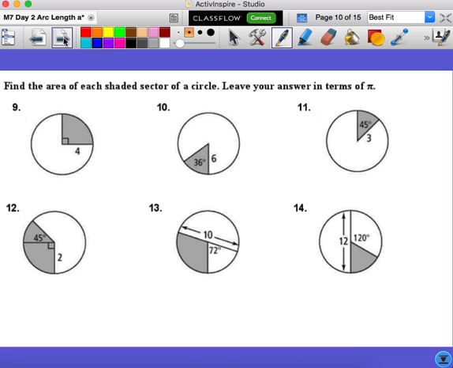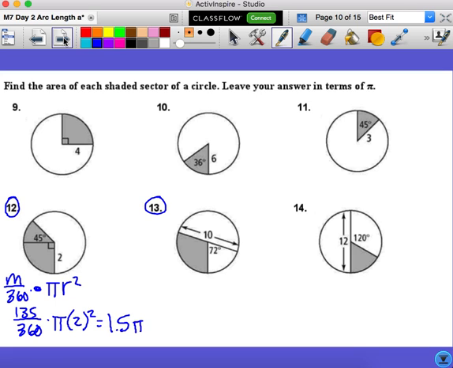So you've got a couple of examples here. I'm going to do 12 and 13 with you, and then I would recommend that you try the other 4 on your own. So remember, our formula is measure out of 360 times pi r squared. So plugging in what we know, we've got a 45 and a 90 here, so we've got 135 out of 360 times pi times 2 squared. So again, I'm going to multiply all of the regular numbers here, and I'm going to keep pi as part of my final answer. So I end up with 1.5 pi units squared.